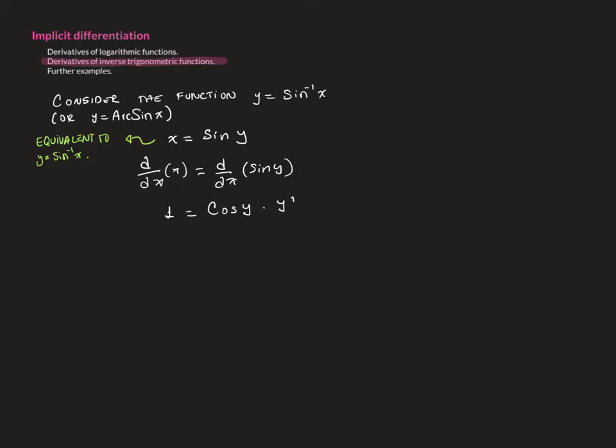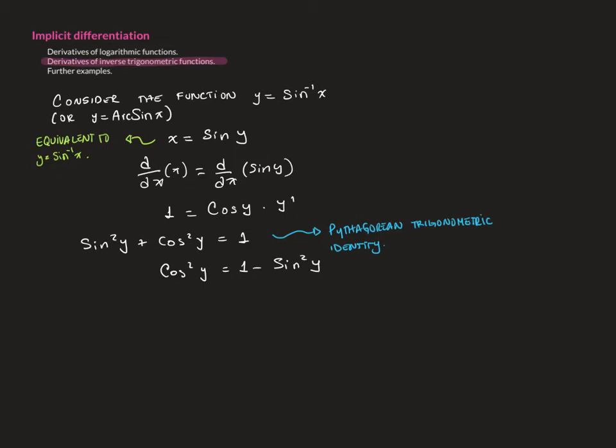Now I know that sine and cosine of y follow the Pythagorean trigonometric identity. Remember that sine squared of y plus cosine squared of y is going to be equal to 1 at all times, which means that cosine squared of y is equal to 1 minus sine squared of y. And going a little bit further, we defined sine of y as x, so we can substitute sine squared y with x squared, giving 1 minus x squared.